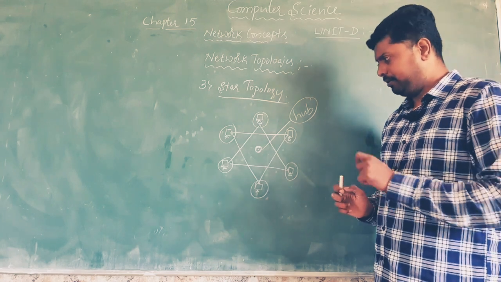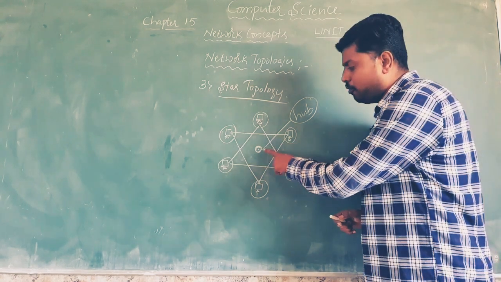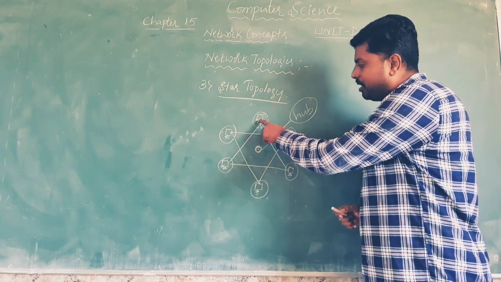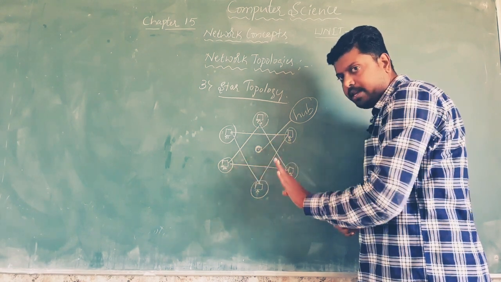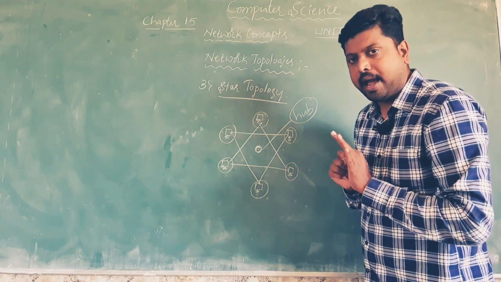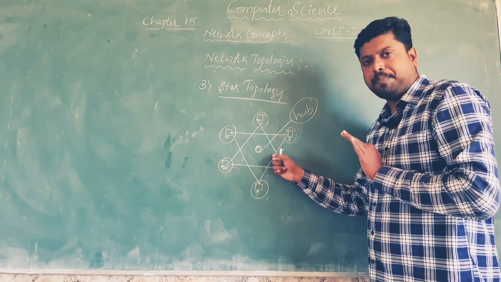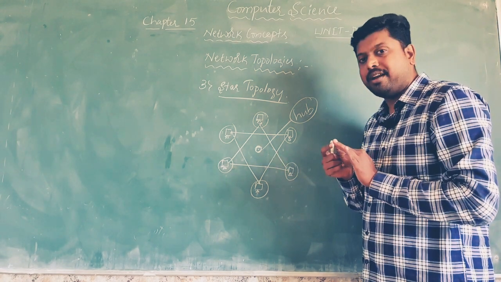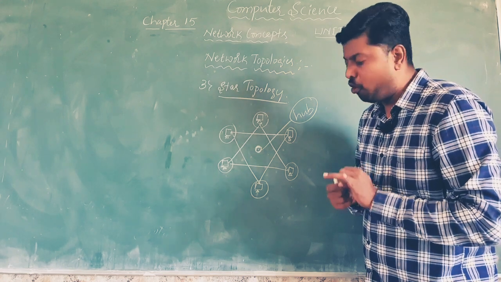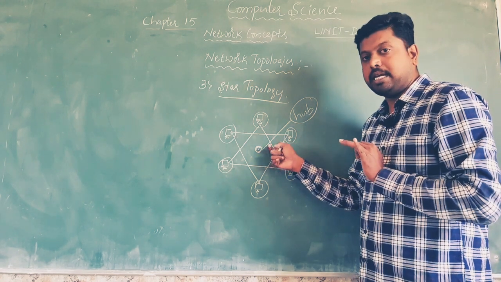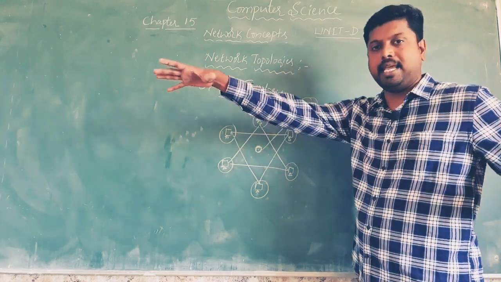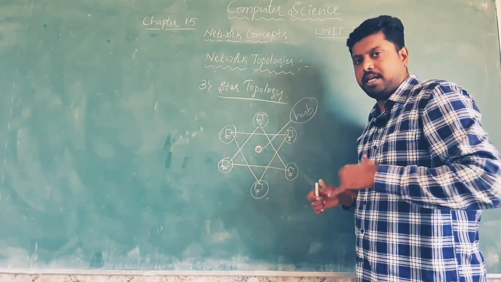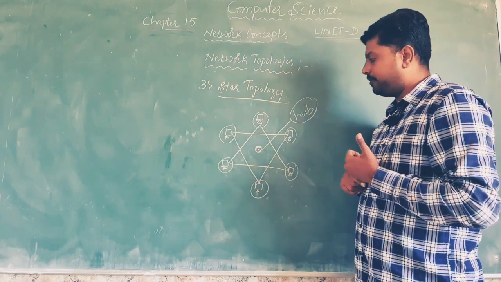Once again I will repeat, dear students. In star topology, advantages: it has direct connections between 2 different nodes. Hence, the data transfer rate is high. In star topology, communication speed is also more, and its range is more because it covers a large area. So it covers a large area, so it is also one advantage.